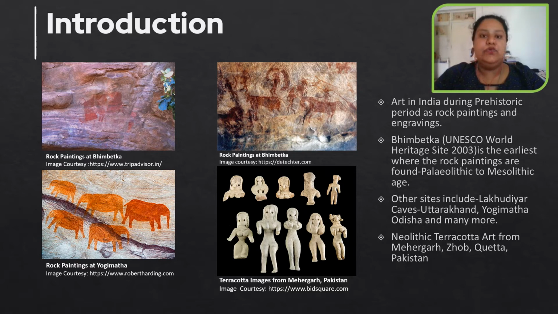Other sites include Lakhudiyar Caves in Uttarakhand, Yogimatha in Odisha, and many more. So, how did this art develop? From the context of Neolithic phases in Mehergarh and Zhob and Quetta, we get the first evidence of terracotta art in the form of small mother goddess figurines and sometimes figurines of a bull, and also female figurines with pinched eyes and pinched hands, which you can see in the PPT.